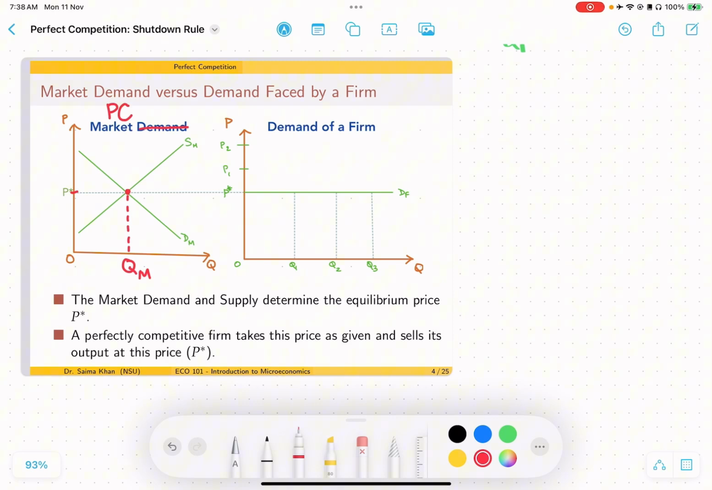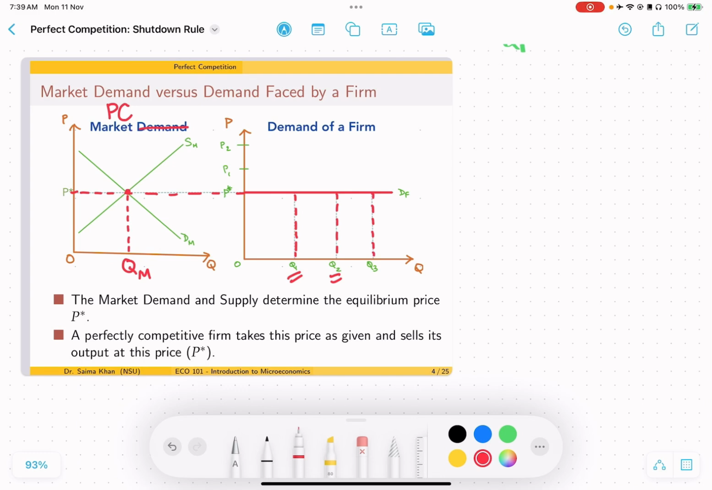And then what a perfectly competitive firm does is it takes this price P star as given, and it can successfully sell everything that it produces at this P star. So if it were to produce Q1 quantity, it would be selling all of it at P star. If the firm's capacity was such that it can produce up to Q2, it would be able to sell all of Q2 at the market price of P star. Similarly, if the firm's capacity was such that it could produce Q3 amount, it would be able to sell all of it at P star.